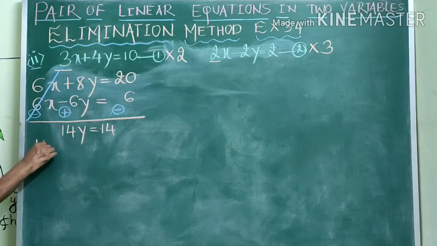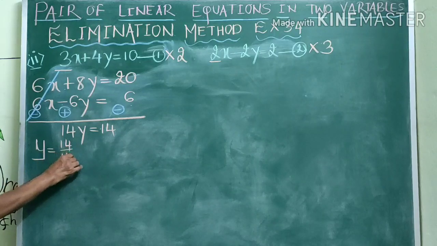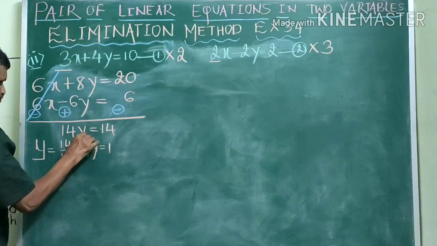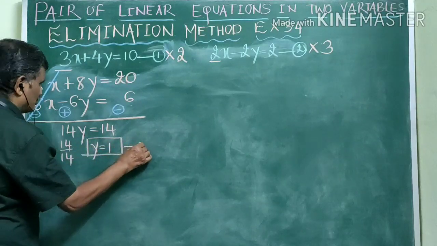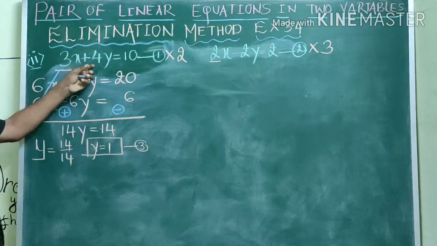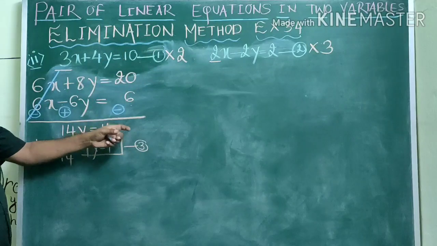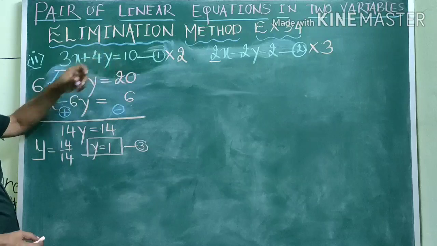So that means 1y is equal to 14 divided by 14. So that will be equal to what? 1. Now this y is equal to 1, I will call it the third equation. So this value of y, either I can put in the first equation or I can put in the second equation. Okay, I will put it in the first equation. Since this is the first problem, I will put it in the first equation.